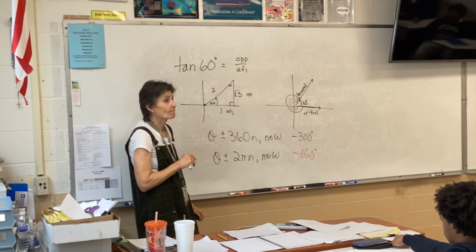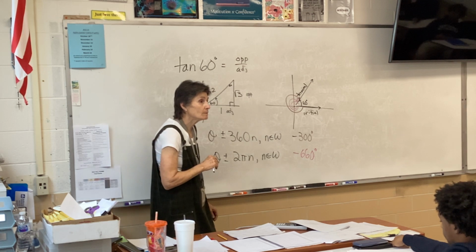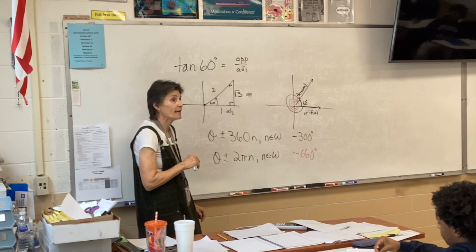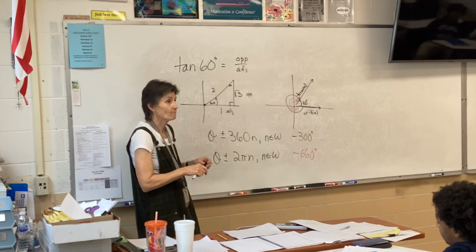How do you find n? Or is n just the number of times it goes around? It's just the number of times it goes around. It could be anything, however many times you want to go around, right?